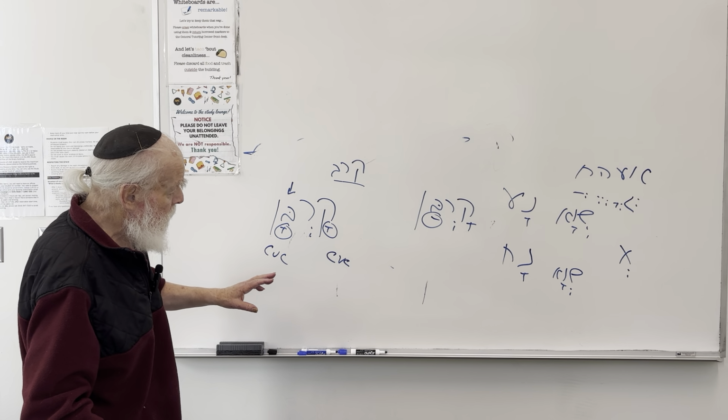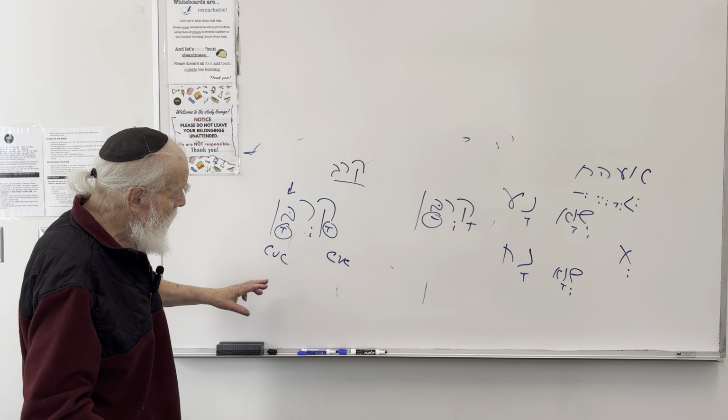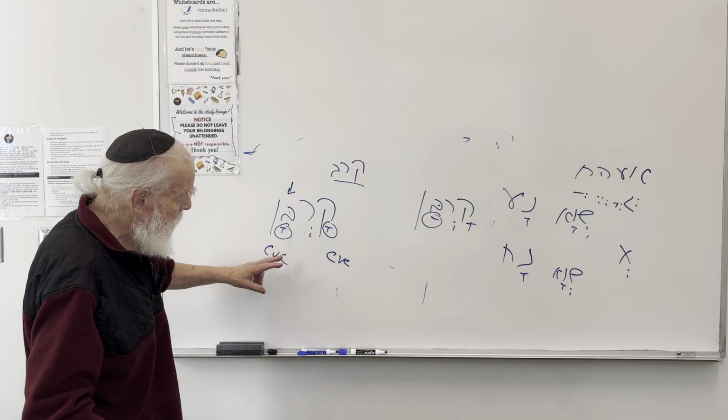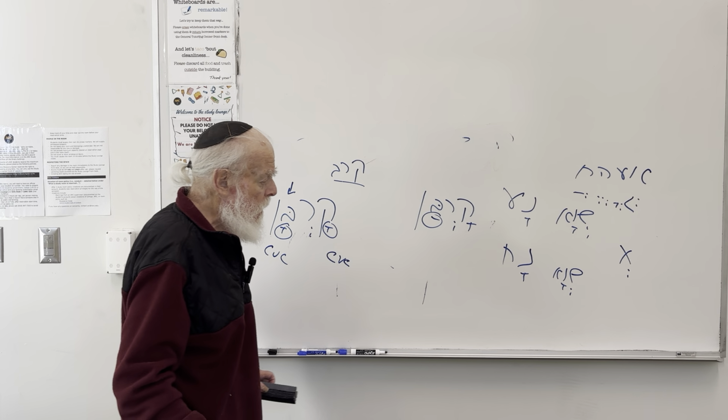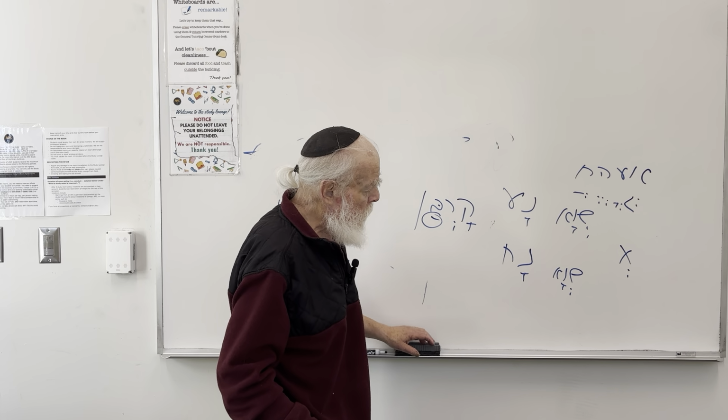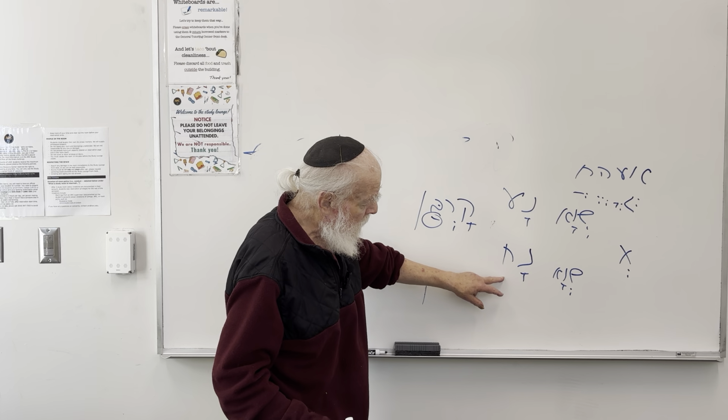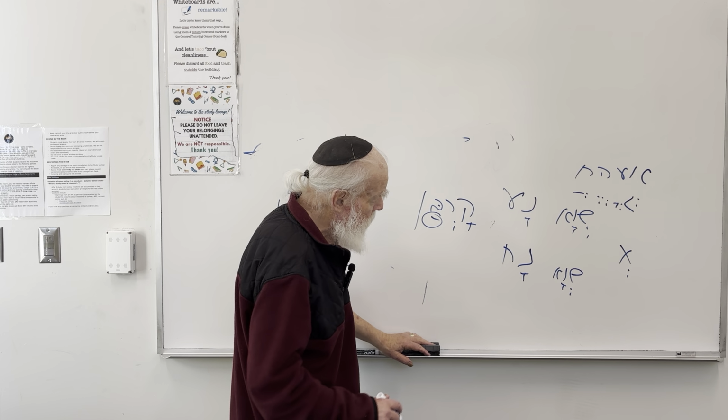Okay, let me go into other things right now. So the Kamatz accident, okay. All right, let's go into another example. The Shvanach. Notice the spelling of the word Shvanach. You see that word Shvanach? It's written with a Kamatz.